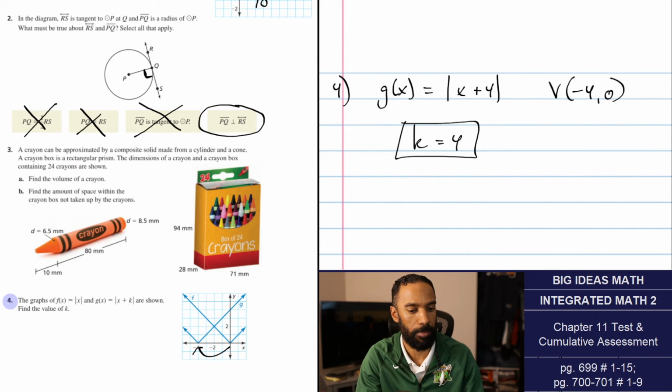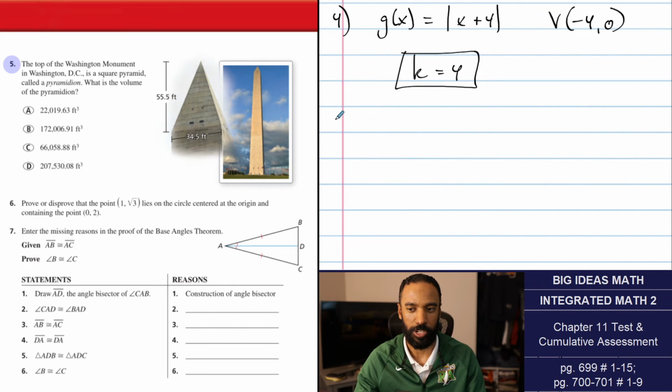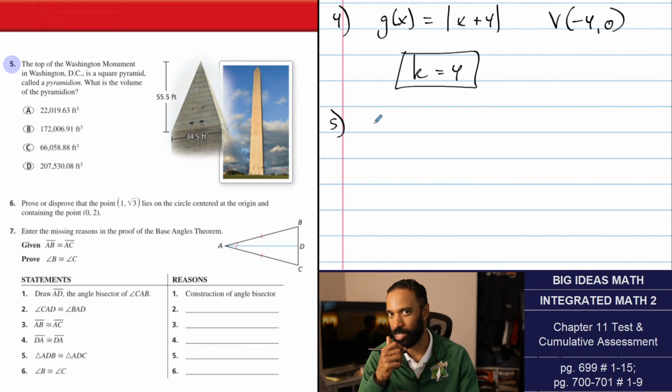Well, that's a fast problem. Let's keep moving forward. Good old cumulative assessment. I think that was chapter... Not only do I think that's chapter 1, I literally think that might have been the first section. Or second section. I can't remember what it was now.